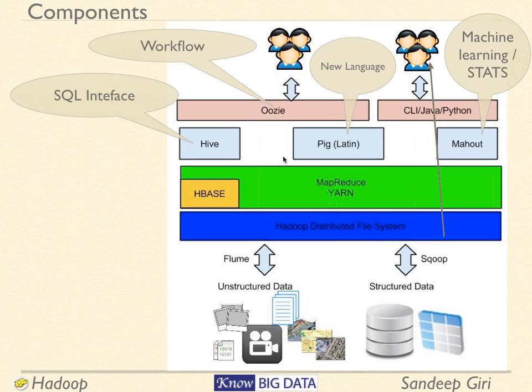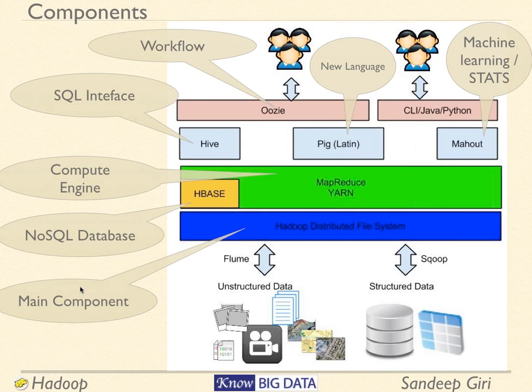So that is more about Oozie. And then you have something called CLI, and the way you access all of these is through either the command line or other programming languages such as Java or Python. Okay, so this is the whole ecosystem.